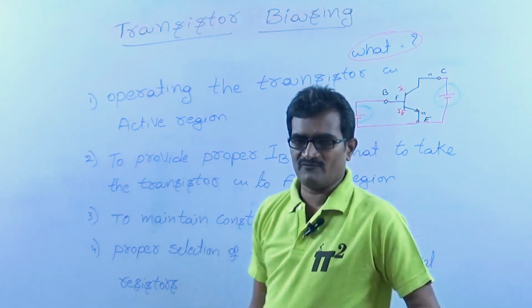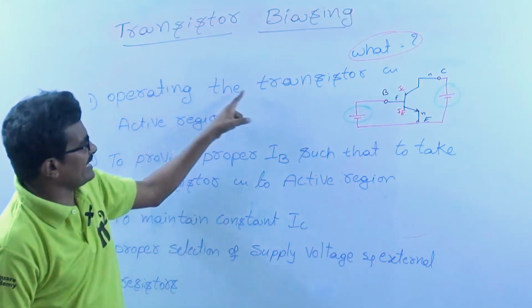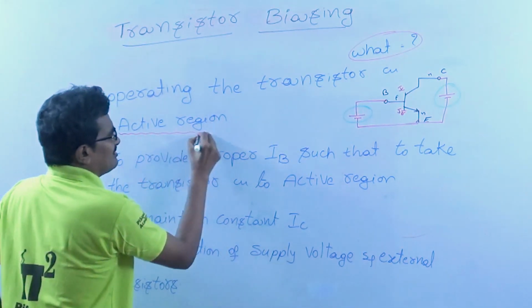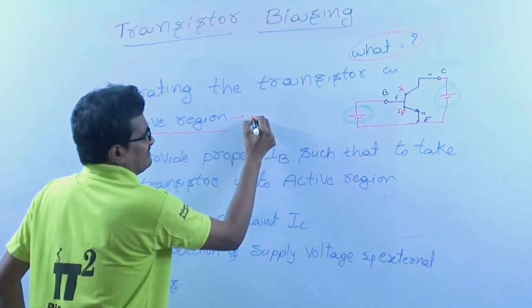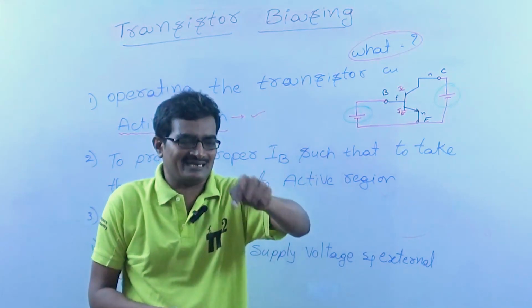For effective understanding, you should know the number of ways of defining transistor biasing. The first one is operating the transistor in active region. Operating the transistor in active region is biasing, because in active region only it acts as an amplifier.